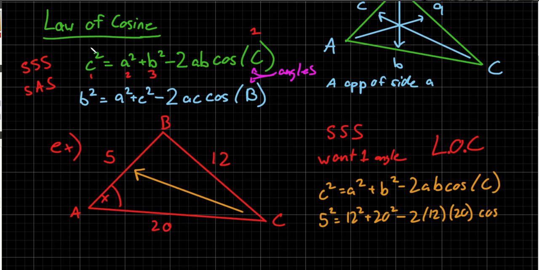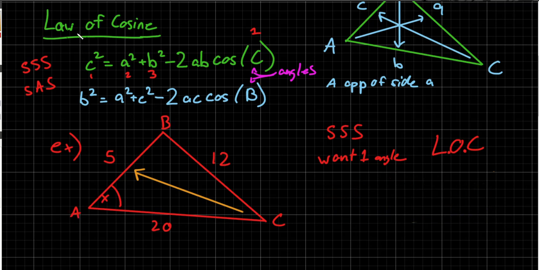Wait, let's switch it around. Let's not use that one. Let's use the A one. A squared equals B squared plus C squared negative 2A BC. Cosine of angle A. We should use that one instead. Same one as that, we're just putting A out front, because I want angle A over there.